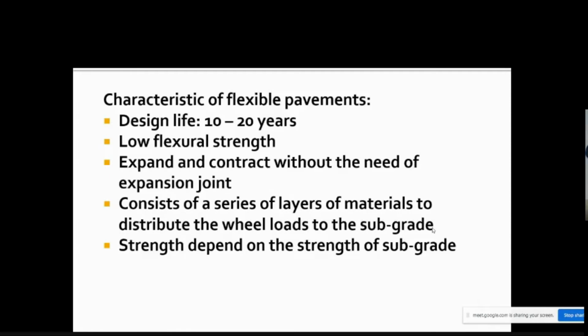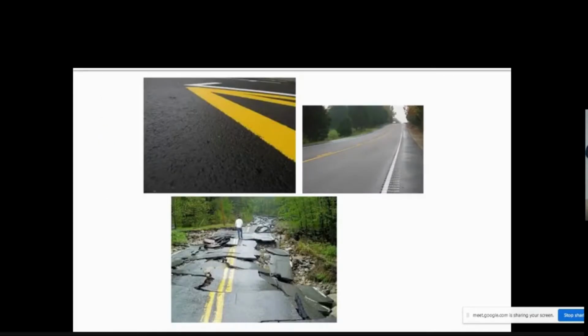Consists of a series of layers of materials to distribute the wheel loads to the subgrade. So dia ada layers, lepas tu dia akan distribute loads. Strength depends on the strength of subgrade. Ingat yang I cakap paling kena kuat adalah subgrade. Subgrade is like the foundation. Dia punya tanah tu kena kuat. Okay, so that's the surface atas sekali.